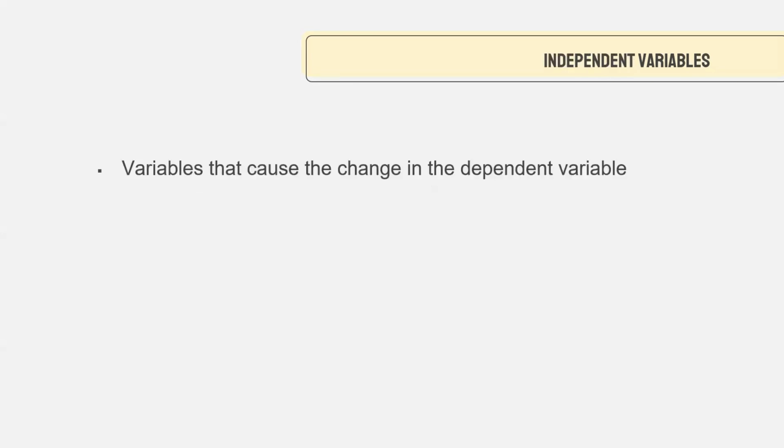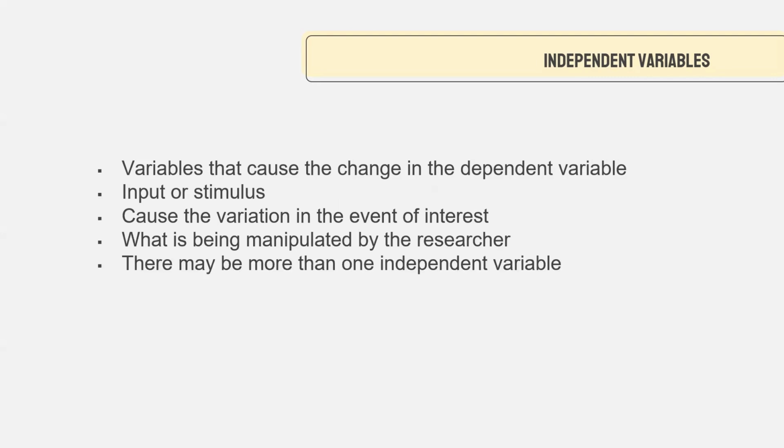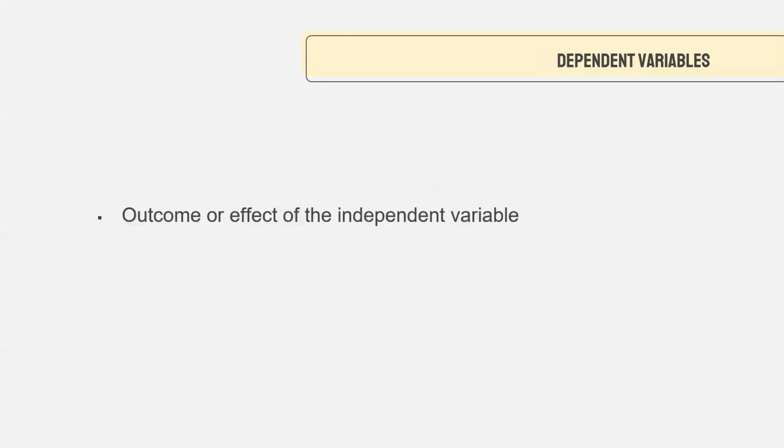So the independent variables are the variables that cause the change in the dependent variable. They are the input or the stimulus. They cause the variation in the event of interest and is what is being manipulated by the researcher. There can be more than one independent variable. For the dependent variables, this is the outcome or effect of the independent variable.